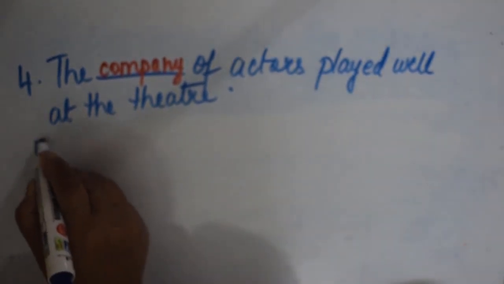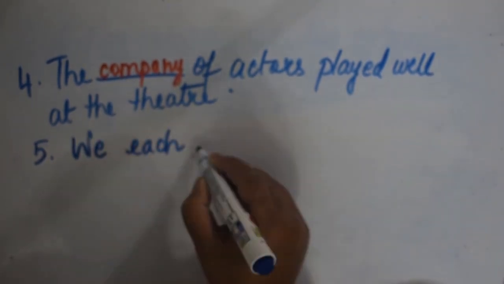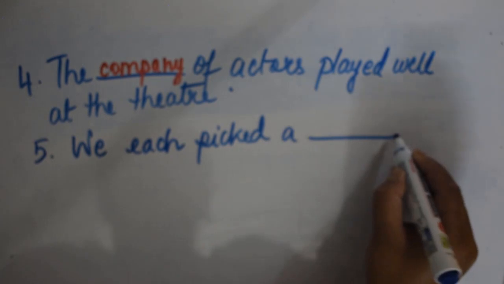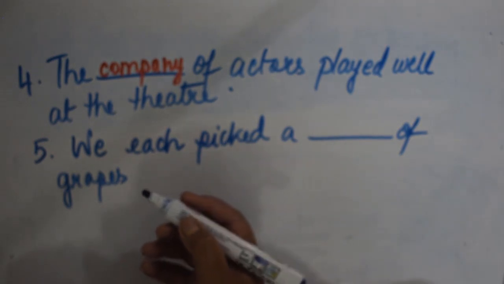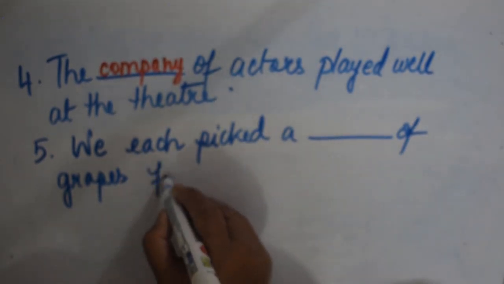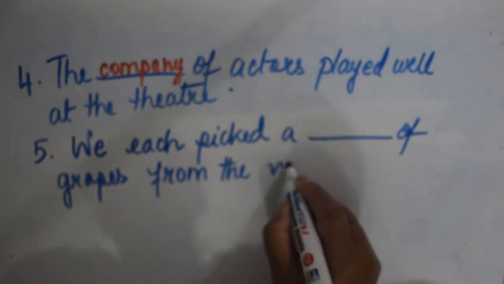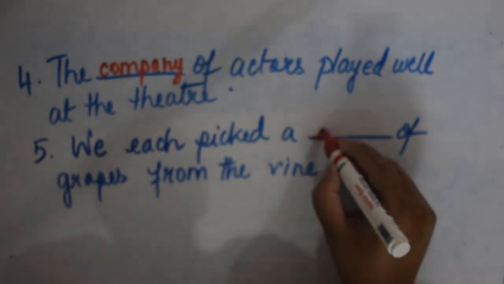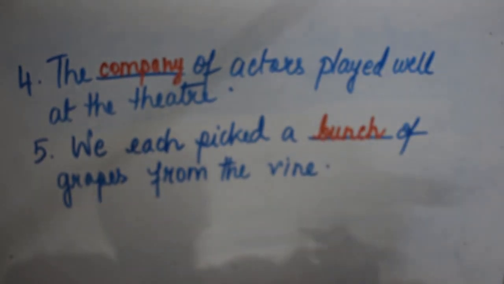The last sentence was, we each picked a dash of grapes from the vine. The answer will be bunch. Picked a bunch of grapes from the vine.